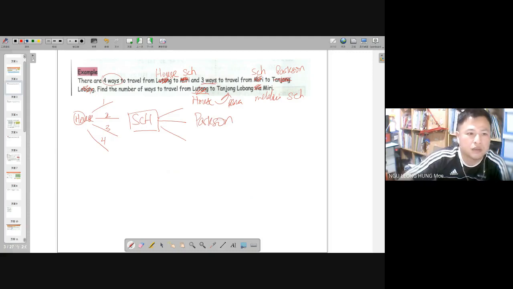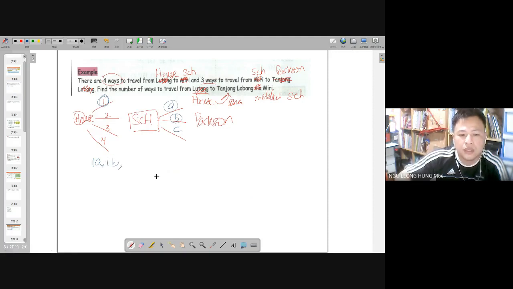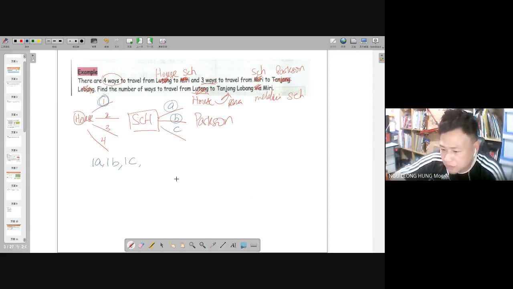Okay, that means if from the house I use the first way, and I reach school, and then I use the A way to reach Parkson, that means it's 1A, right? Then the second one will be you use the first way, go to school, and then you use B. That means 1B, and then 1C. Do you understand? If yes, reply me 7. If not, reply me 8 before I continue.